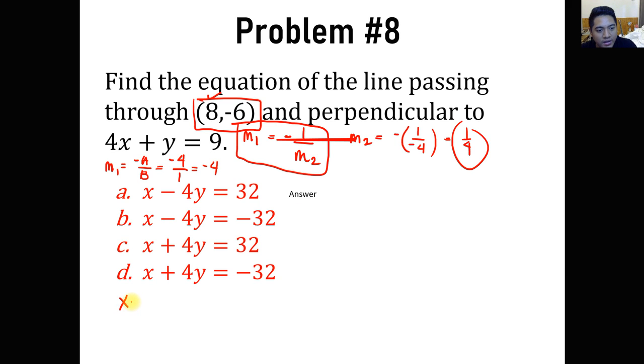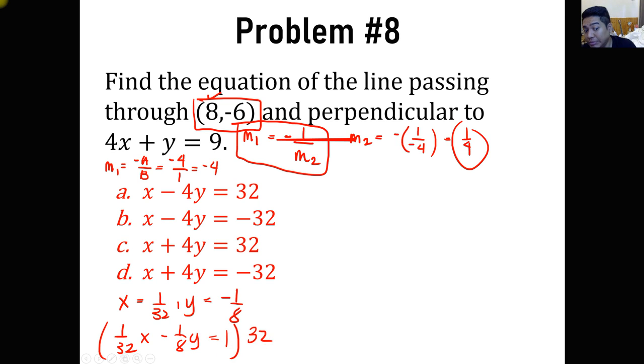So your x would be 1 all over 32 and y equals -1 all over 8. So we have 1 all over 32x minus 1 all over 8y equals 1. Multiplying both by 32, because they meet at 32, you'll simply have x. And 32 divided by 8 is 4, so minus 4y equals 32. That will be your equation of the line: x minus 4y equals 32, which is the letter A.